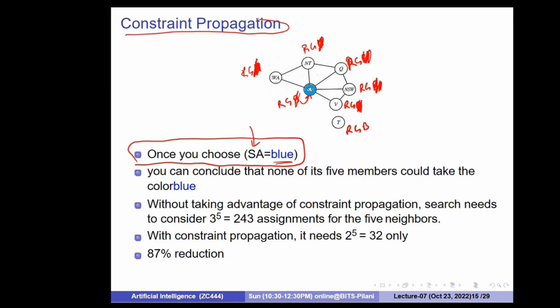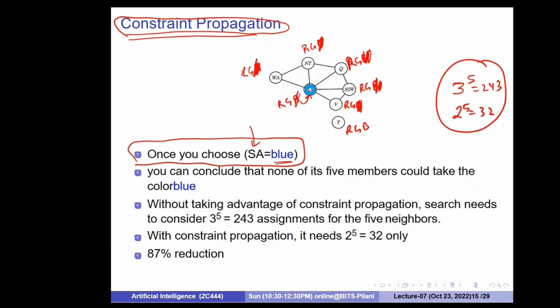This is called constraint propagation, that I cannot give the same thing to that. Here you can see that there were 5 things, and everybody can have 3 values. So 3 to the power 5 choices we had, if I'm considering only these 5. That is 243. Now when I propagate this constraint to all of them, I remove one of them, so it becomes 2 to the power 5, that is only 32.